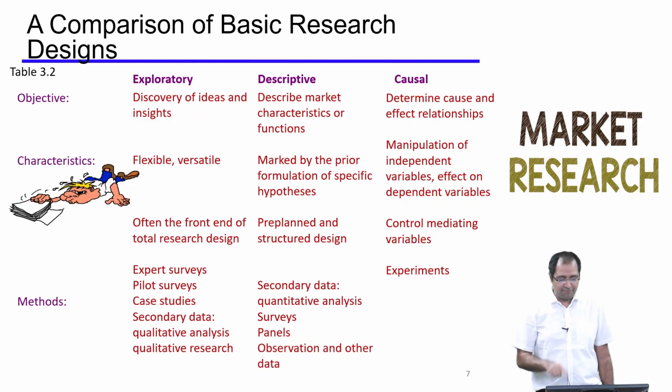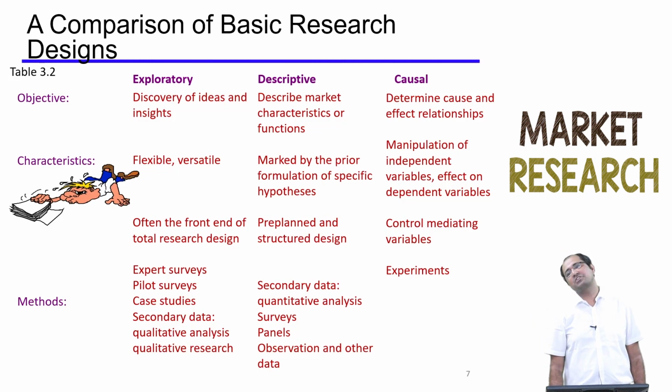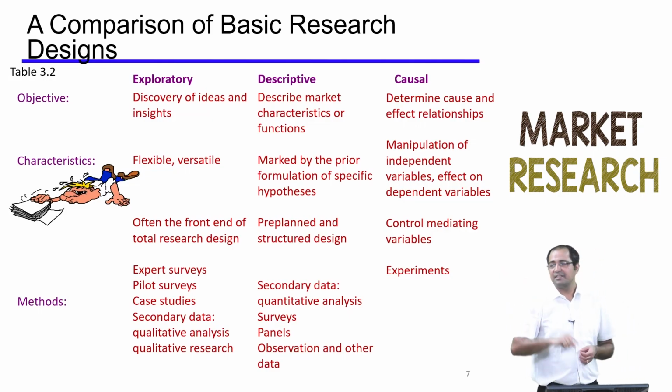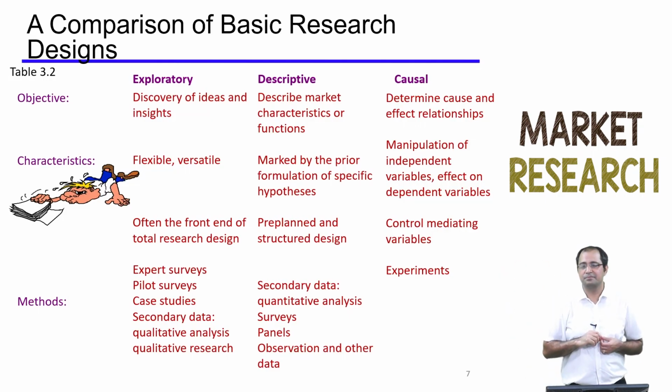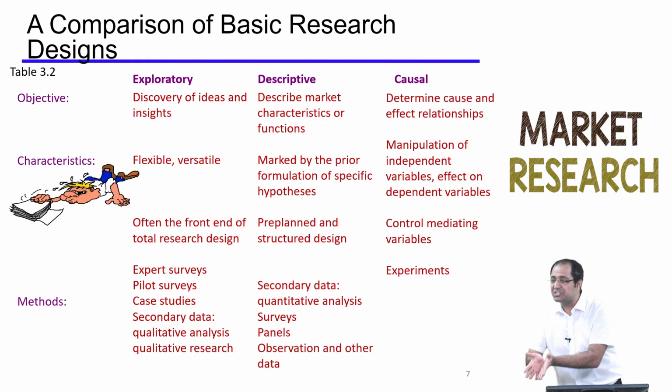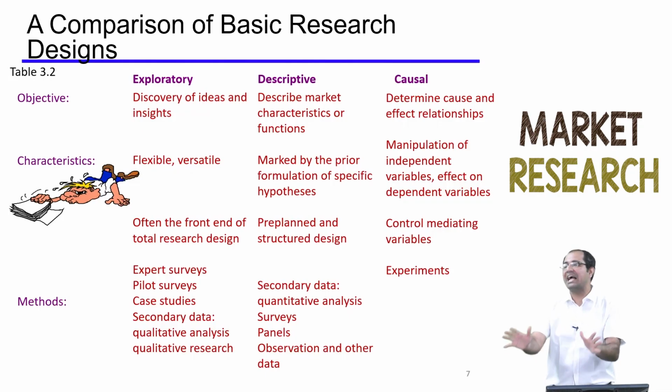In descriptive, if you read here, the objective is to describe market characteristics or functions. Has anybody been able to make sense of this descriptive? What happens in descriptive research design? In descriptive research design, the market characteristics are described and correlated to test the hypothesis.